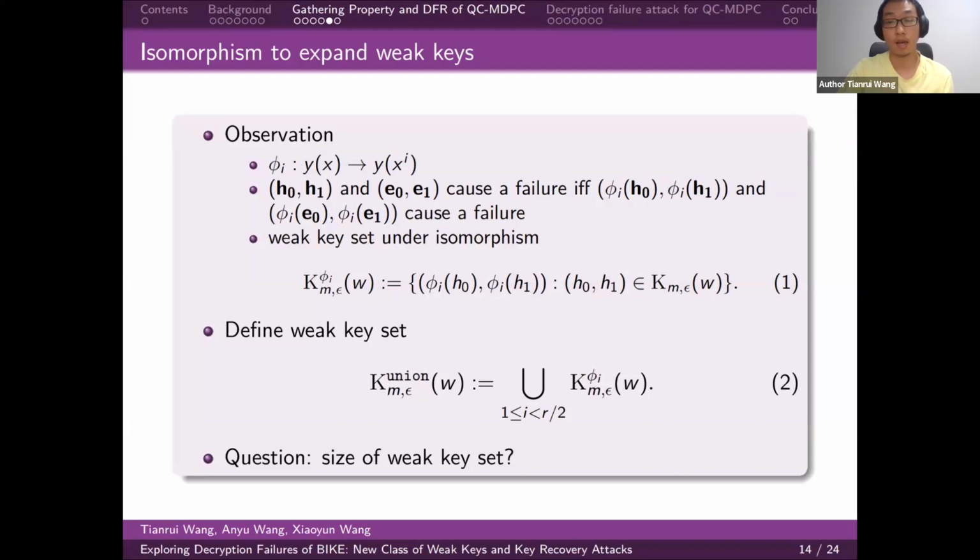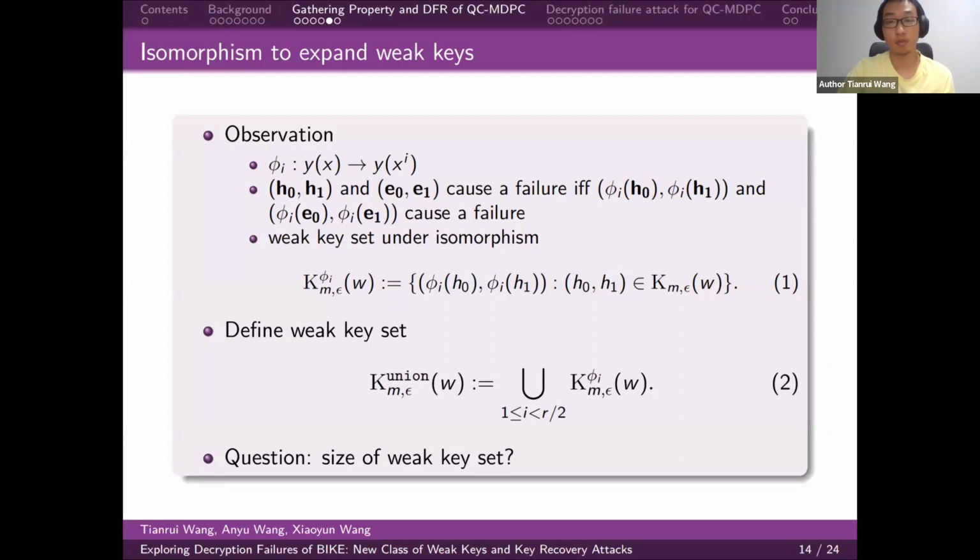For example, when i equals 2, a vector with weights gathering in the first m positions is mapped to a vector with weights gathering in positions 0, 2, 4 until 2m, within these even positions. The complete weak set is the union of every isomorphism of the original weak key set with the gathering property. Note that the i isomorphism maps the weak key set exactly as the r minus i isomorphism. We only consider i ranging from 1 to half of r.